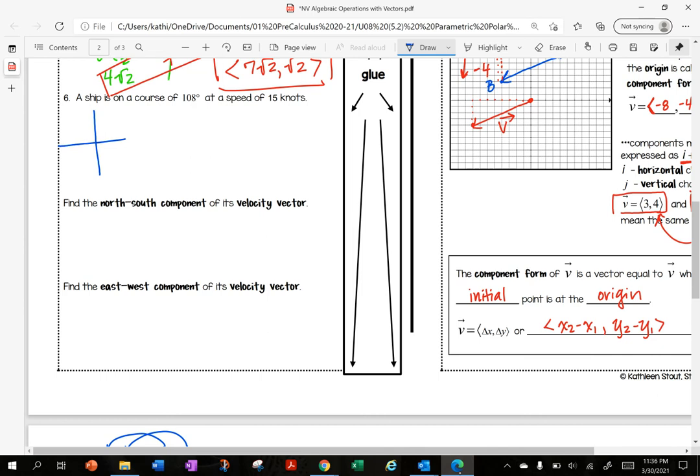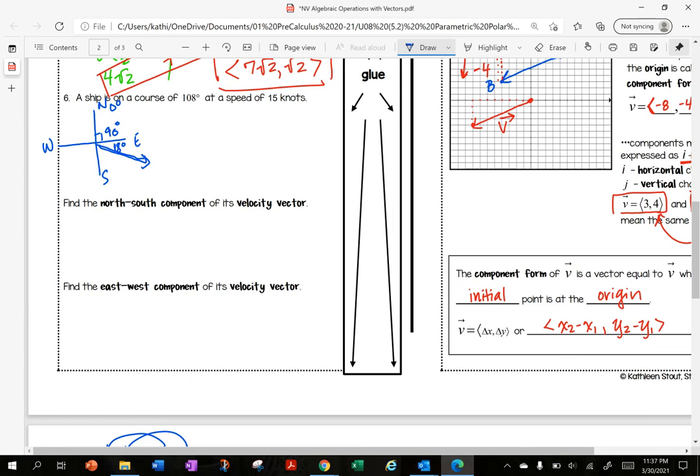So we're talking about a ship. So these are compass directions. So north, south, east, west. And it says I'm at a course of 108 degrees. So here's 90. 0 is at north. So 108 degrees is here. So this is 18 degrees here, because 90 plus 18 is 108.